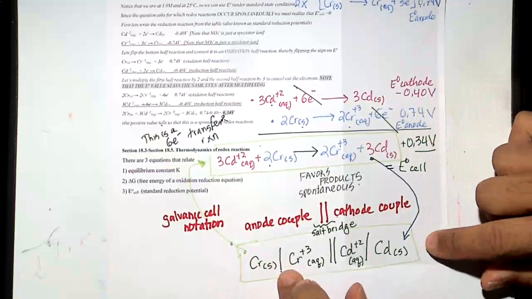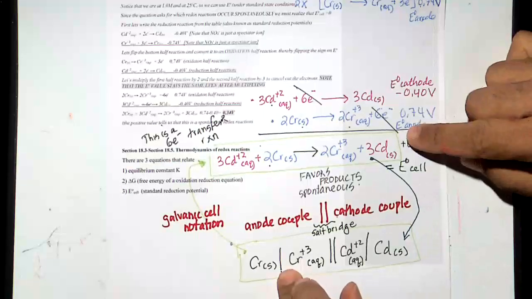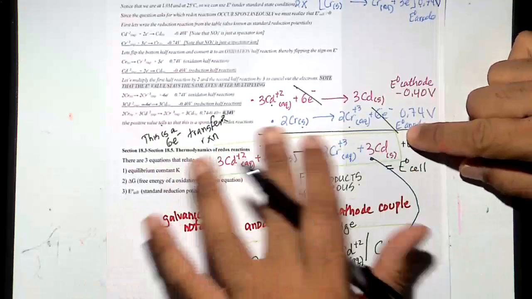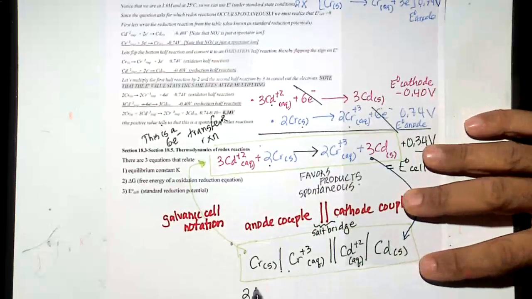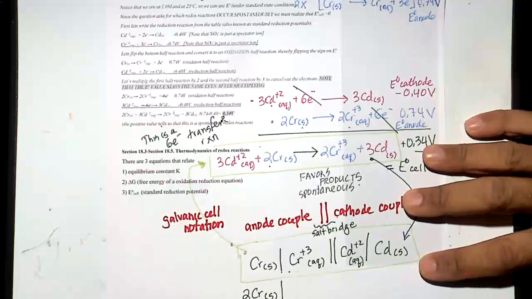But if you go from here, let's say I give you this on the exam, you're going to get this, and then you're going to realize, oh, I need to balance it. But I'll do that just for you. We can do 2Cr solid.